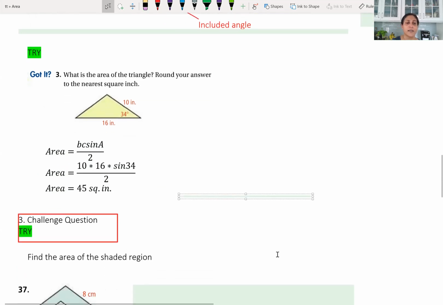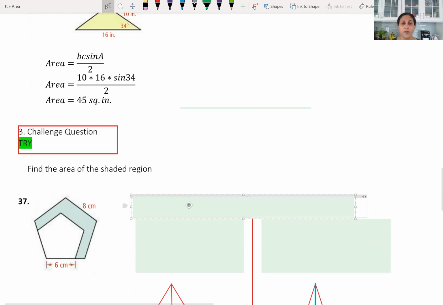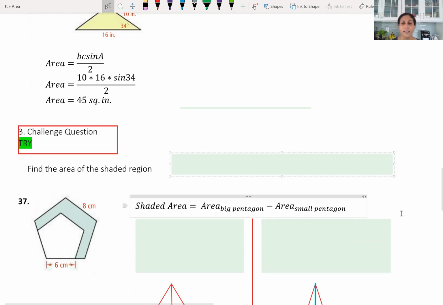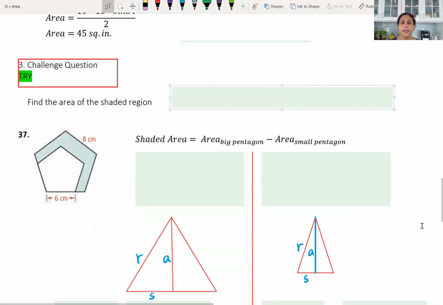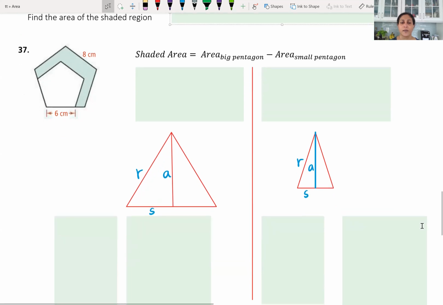But I want you to try this challenge question. I want you to pause the video, try it, see if you get it right. Okay, find the area of the shaded region. Okay, now you want to make sure you know how to write this nicely. So I have shaded area is the area of the larger pentagon minus the area of the smaller pentagon. And keep your work organized. On the left side, I'm going to find the area of the larger pentagon. And on the right side, it will be the area of the smaller pentagon.